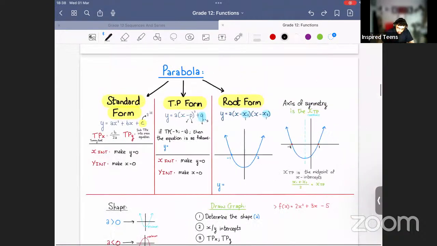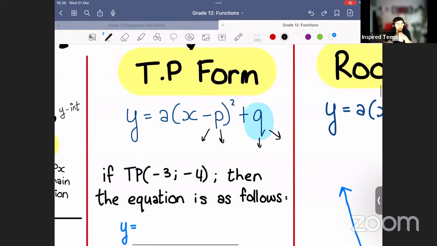Right. Let's talk about turning point form. Turning point form: y is equal to a, open brackets, x minus p, squared, plus q. So slightly different, but we still have a parabola, we still have a quadratic equation in essence.